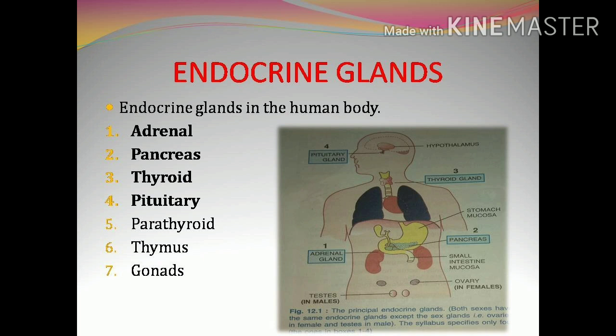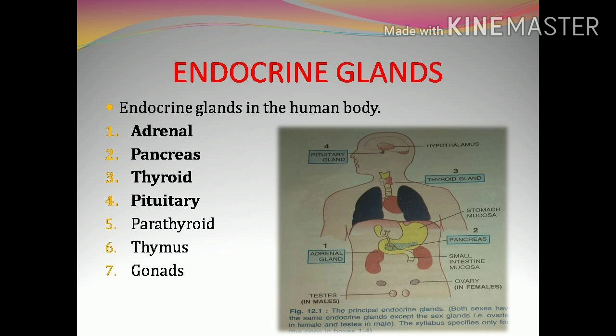So we can see the 7 endocrine glands: adrenal gland, pancreas, thyroid, pituitary, parathyroid, thymus and gonads. For your syllabus, only 4 glands are there, that are adrenal, pancreas, thyroid and pituitary. In the diagram, you can observe the location of these endocrine glands.